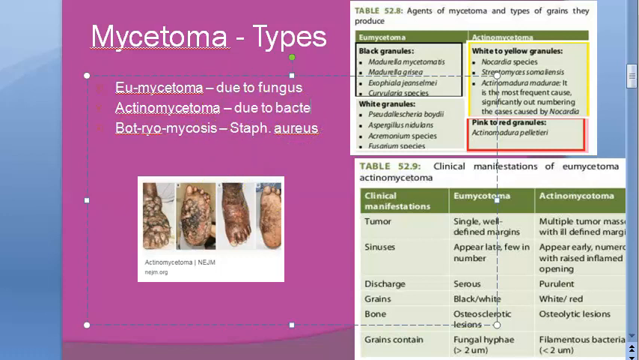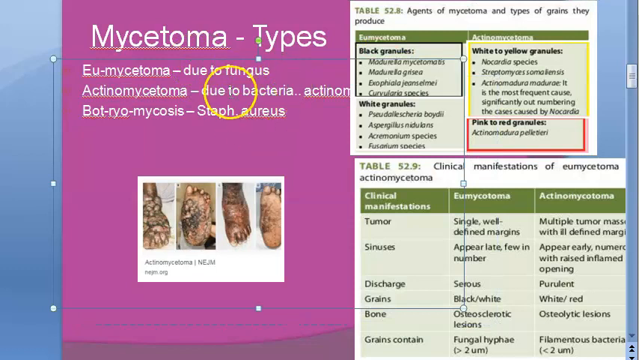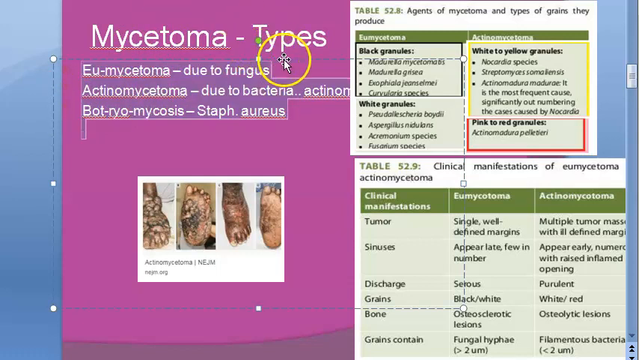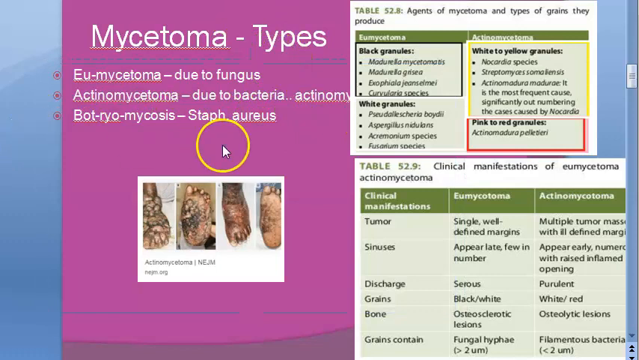Actinomycetoma is due to bacteria. That is Actinomycetes, a special type of bacteria which look like fungus. So, Actinomycetoma due to bacteria. Then you have Botryomycosis because of Staph aureus. This is also bacteria only. Actinomycetoma is due to bacteria. Which bacteria? Actinomycetes. Okay. So, this much you understood. The types, what are the types in mycetoma? You have understood, correct? The types of mycetoma are Eumycetoma, Actinomycetoma, and Botryomycetoma, which is caused by Staphylococcus aureus.